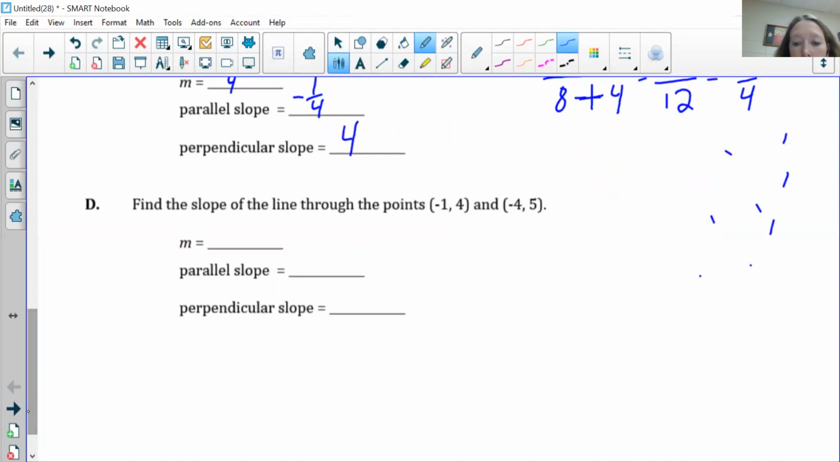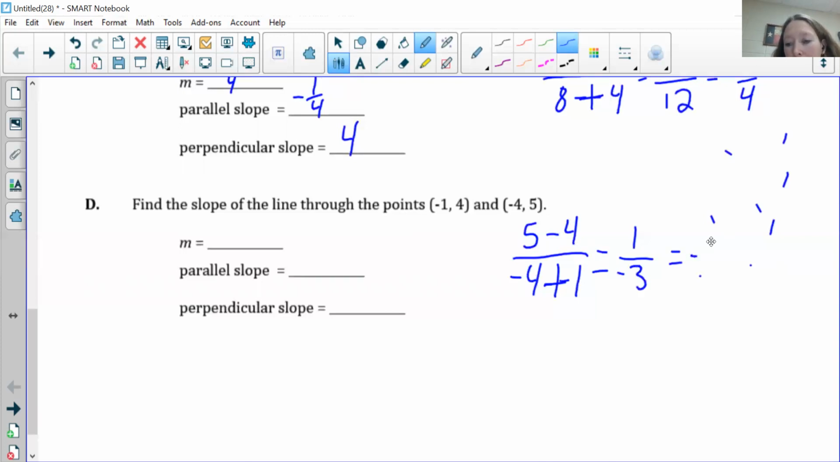Looking at D, we want to do the same thing again. So y2, which is 5, minus y1, which is 4, over x2, which is negative 4, minus x1, which is negative 1, equals 5 minus 4 is 1 over negative 4 minus negative 1, so negative 4 plus 1. So negative 4 plus 1 is negative 3, so my slope is negative 1/3. So my parallel slope is also negative 1/3. Flip it over and change the sign for my perpendicular, so my perpendicular slope is 3.